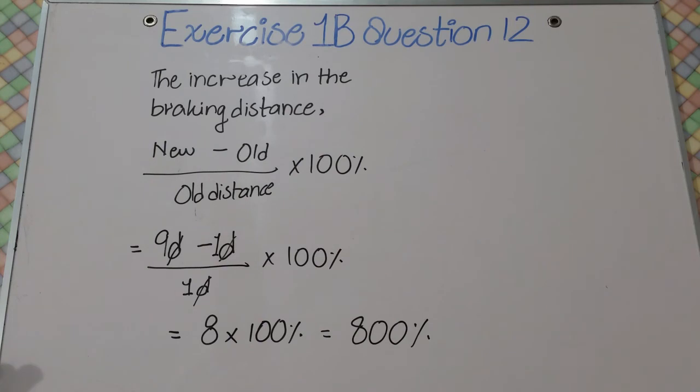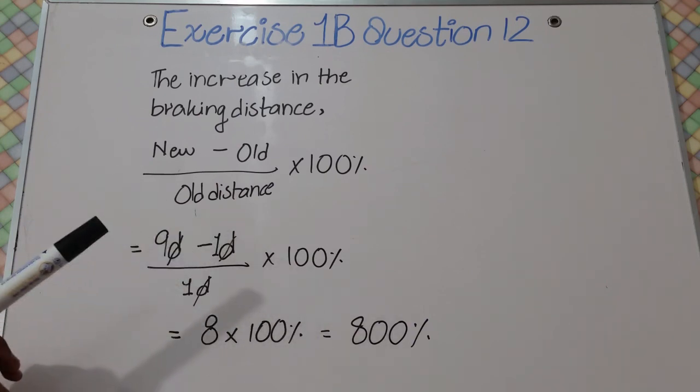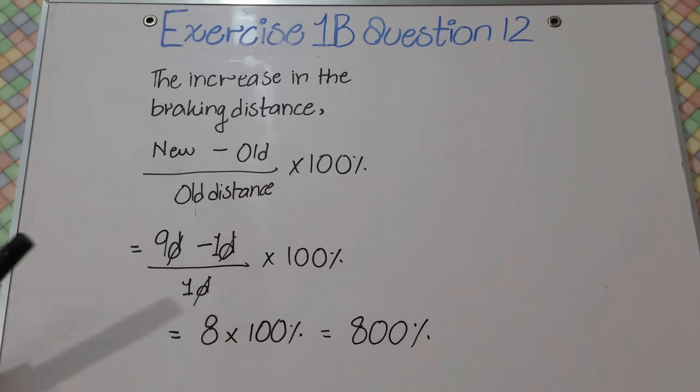The question tried to confuse us, but we have found the increase in the braking distance, and they have given the increase in the speed of the vehicle, which was 200%. By using those values, we first came up with the new and old distance, and then we just found the percentage increase. So I hope you like today's video.